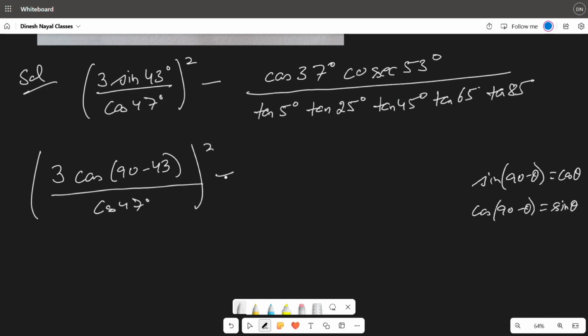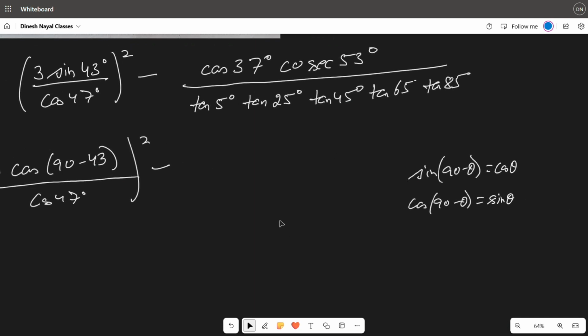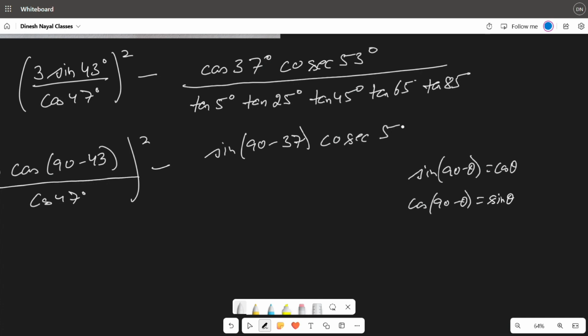Minus cos 37 degree. Now again, cos 37 degree we can write as sine 90 minus 37, because we know that sine 90 minus theta is cos theta. So sine 90 minus 37 will be cos 37, and this will be cosec 53 degree upon tan 5 degree.